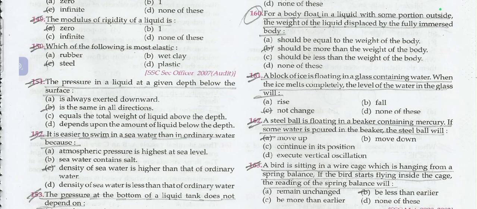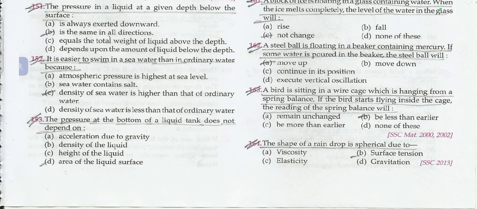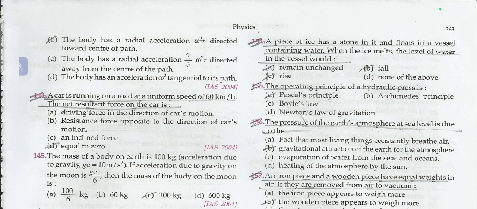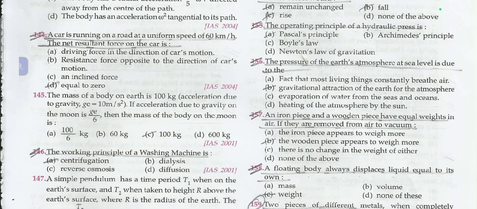The pressure in a liquid at a given depth below the surface is the same in all directions. It is easier to swim in seawater than in ordinary water because the density of seawater is higher than that of ordinary water. The pressure at the bottom of a liquid tank does not depend on the area of the liquid surface. A piece of ice has a stone in it and floats in a vessel containing water. When the ice melts, the level of water in the vessel would fall. The operating principle of a hydraulic press is Pascal's principle.